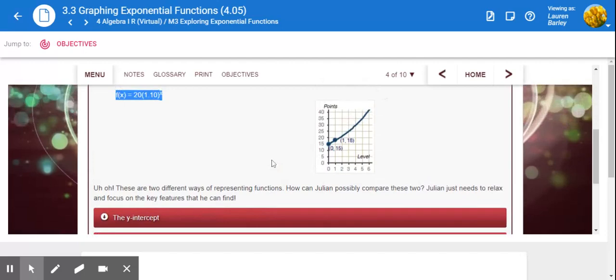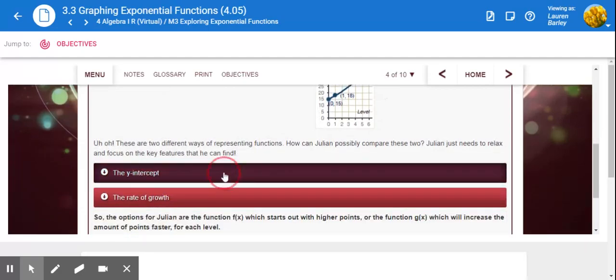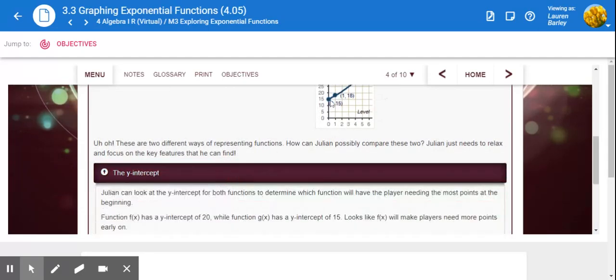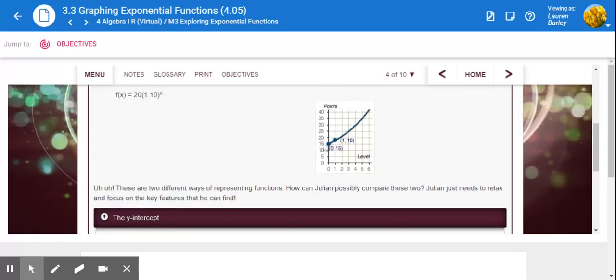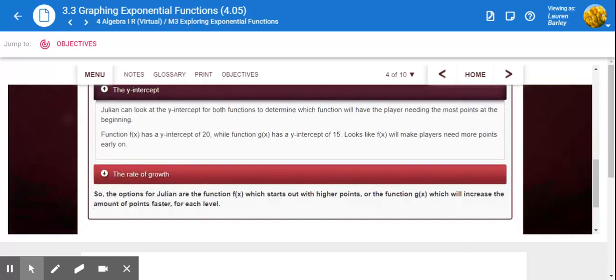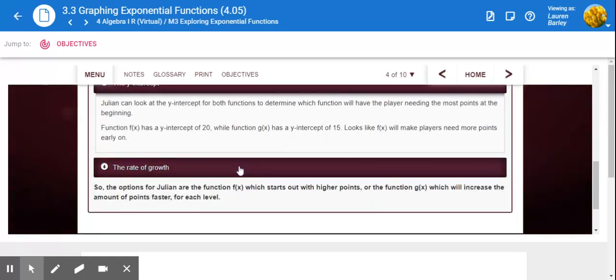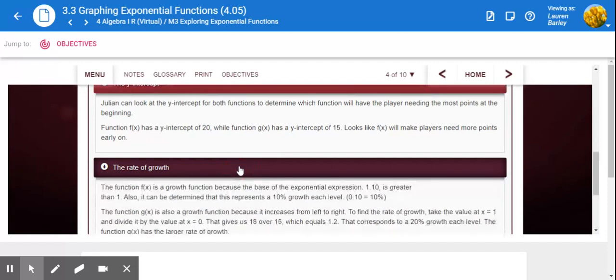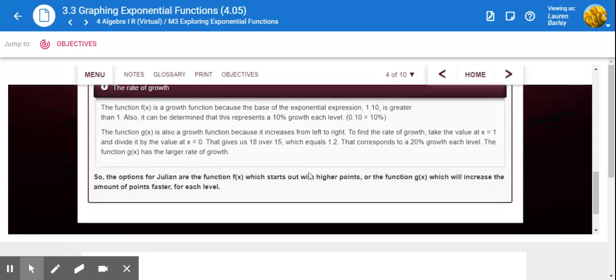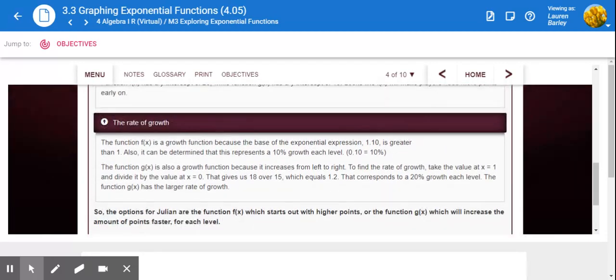Okay, well, relax. We can use the key features of the graph to help us out. So the y-intercept of this graph, where does it cross the y-axis? It looks like it's crossing at 15. Okay, and then the rate of growth, or the rate of change here, again, we're going to have to go through and use the graph to help us find this out.